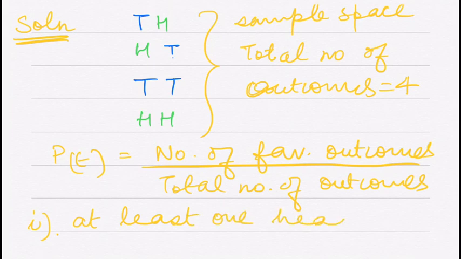So the first part says at least one head. At least one head means there can be more heads than one. There can be 2 heads, 3 heads, but in this case there won't be 3. It can have more than one also. So how many options are there for this first question? At least one head.